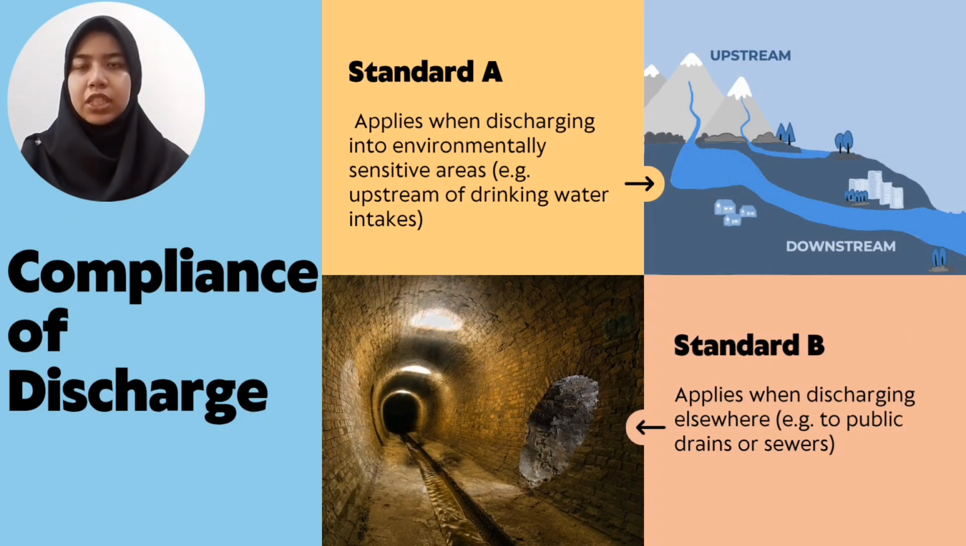For compliance of discharge, we have Standard A and Standard B. Standard A applies when discharging into environmentally sensitive areas such as upstream, and Standard B applies when discharging elsewhere such as public drains or sewers.